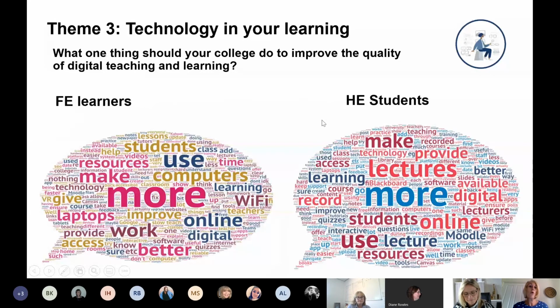And when we ask what one thing should your college do to improve the quality of digital teaching and learning, again, there were some similarities coming through there. And one of the themes that came through most strongly was to recognise that teaching staff do need more support in relation to using digital effectively. And that was both on the HE and the FE side.